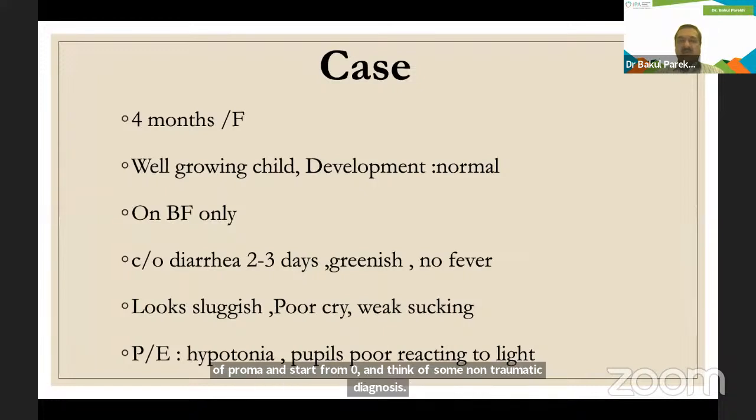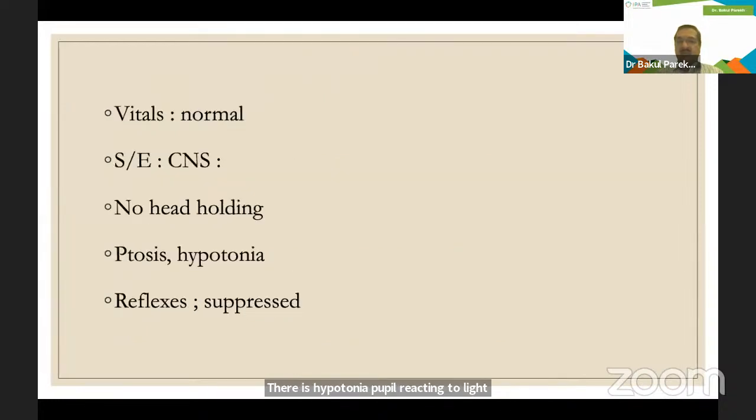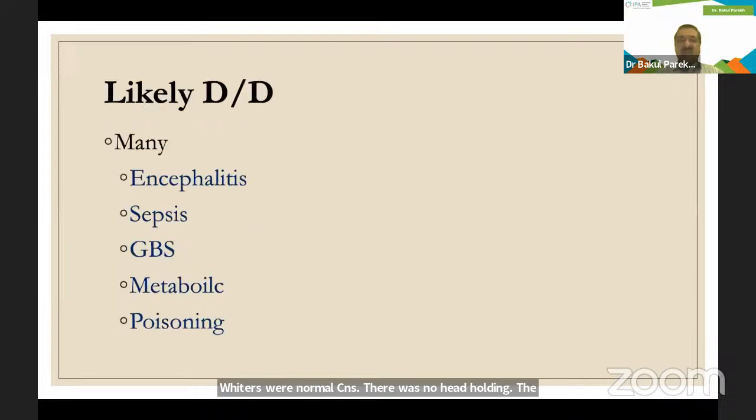Case 4, a 4 months old female child, well-growing child, development was normal, only on breastfeeding, had diarrhea for 2 to 3 days, which was greenish, no fever, mostly breast milk diarrhea, looks sluggish, but there is poor cry, weak sucking, there is hypotonia, pupils were poorly reacting to light. Vitals were normal, CNS-wise, there was no head holding, there was ptosis, there was hypotonia, and reflexes were suppressed. They were staying in a joint family.